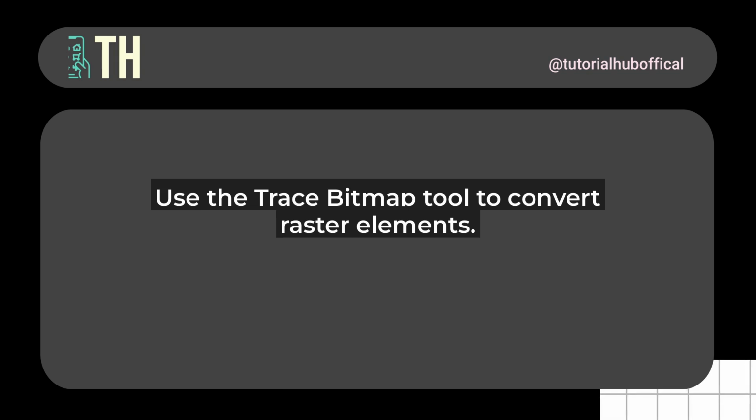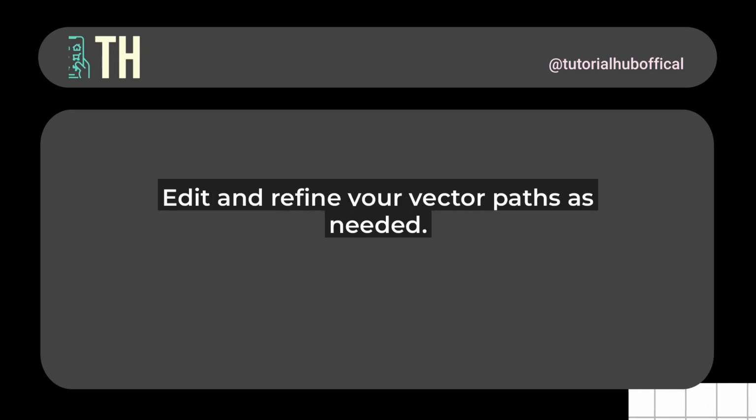Step 3. Now, edit your vector as needed. Use Inkscape's tools to refine paths, colors, or shapes. It's intuitive and fun. Step 4. Finally, save your work by going to File, Save As, and choose SVG or another vector format. Boom! You're done.